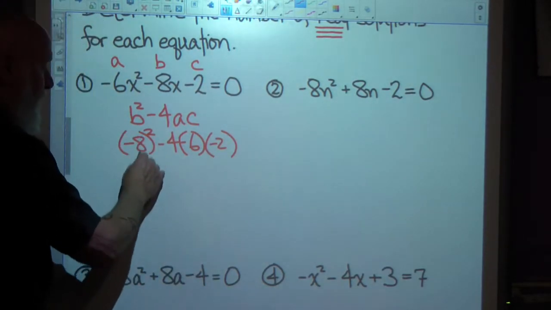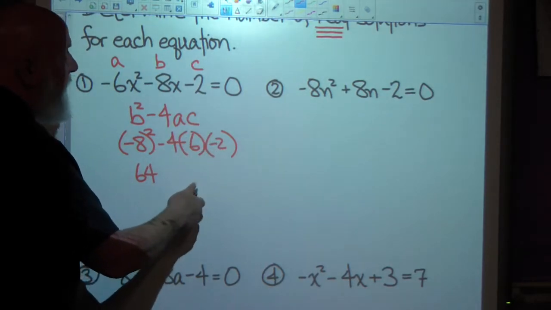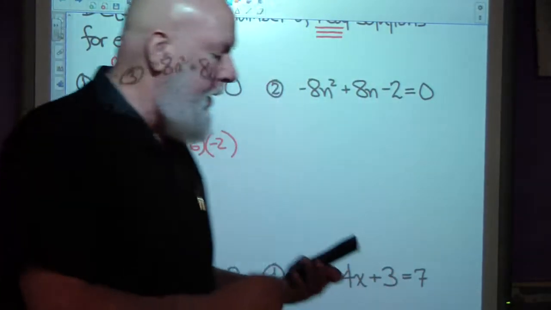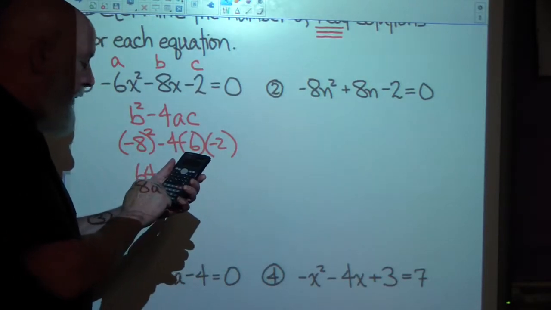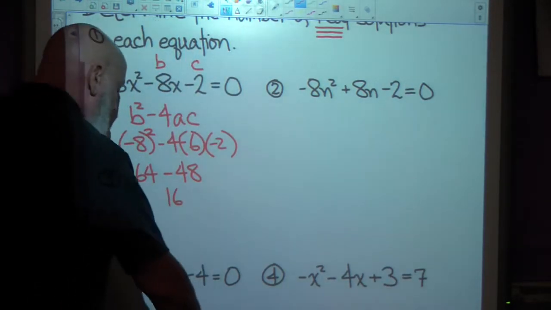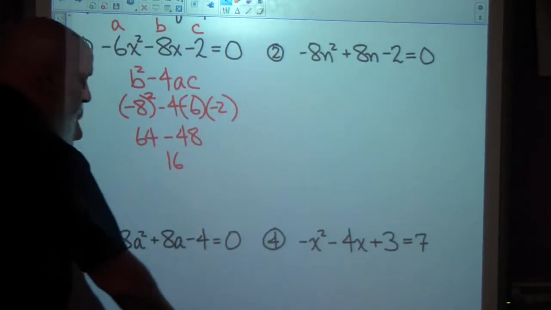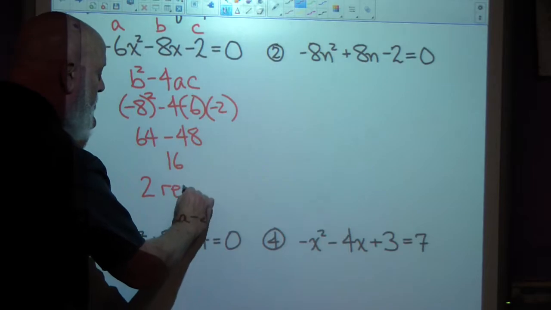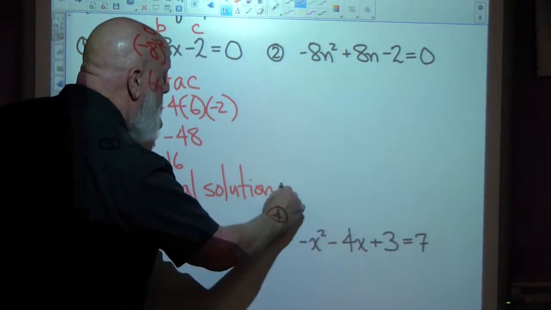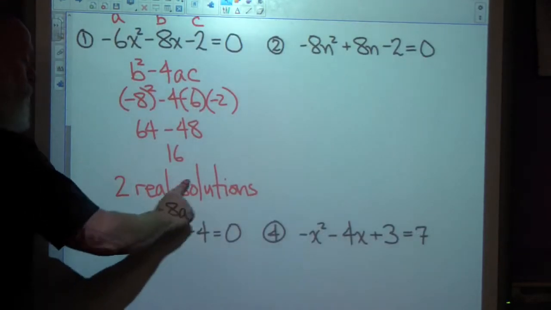And this will give me, what is that? Positive 64. And this is negative times negative times negative, so it's going to be negative 4 times 6 times 2 is 48. And we got 64 minus 48. And since my brain is damaged this morning, I'm going to go ahead and use my calculator so I don't make silly mistakes. 16. Now, our discriminant is 16. So the discriminant is bigger than 0. Positive 16 is bigger than 0. Therefore, there are two real solutions. If the discriminant is positive, there are two real solutions, and that's what we were asked to determine here. Determine the number of real solutions. 2.